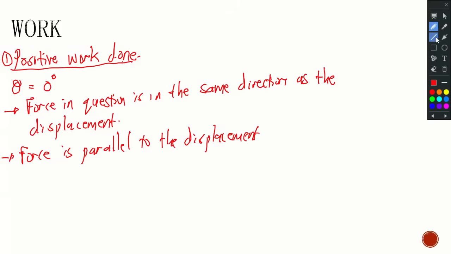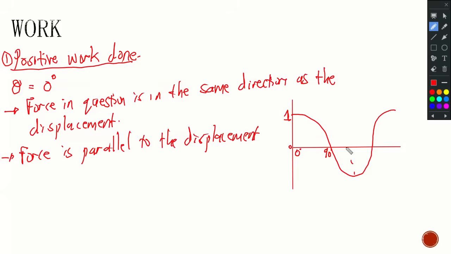Now, if you are to think about your cos graph, right? In mathematics, you know that the cos graph goes all the way like this, right? Whereby here you have your 0 degrees corresponding to +1, and then here you have 90 degrees corresponding to 0, and then here you have your 180 degrees corresponding to what? To -1, right? So I want you to have this in mind. Remember that the formula is in the form of F.